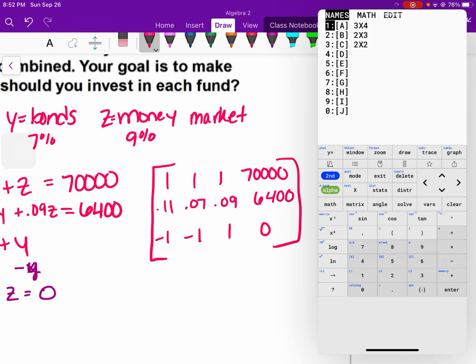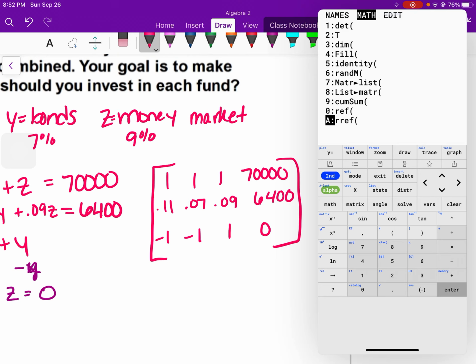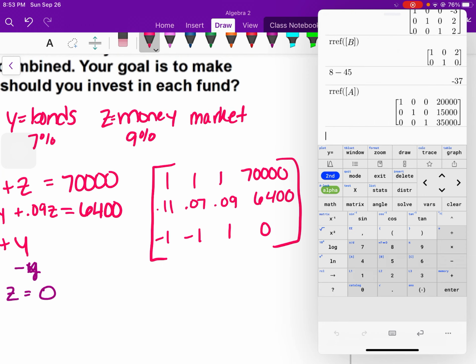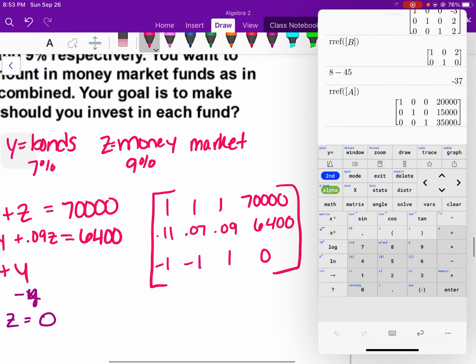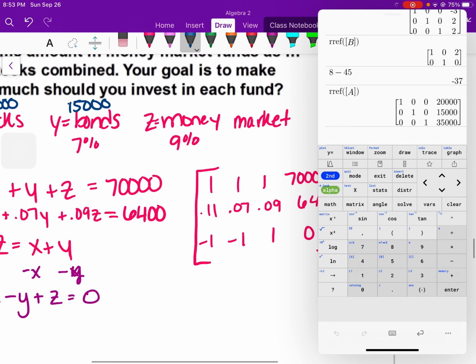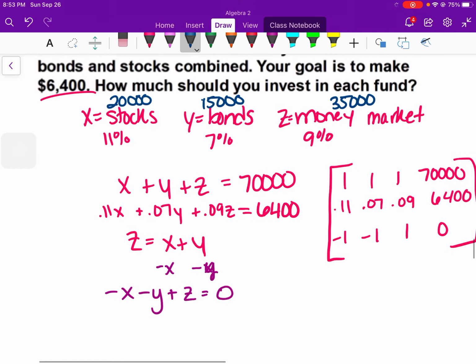Go back to exit. And then we're going to go to matrix math, run RREF from our home screen. I don't know why it doesn't show up the first time I run it sometimes. There we go, and I'm going to choose matrix A. And running that tells me that I'm going to put in 20,000 into stocks and 15,000 into bonds and 35,000 into money market. So you could write me a nice sentence or at least label those nicely. That'd be great. I'm just being a little lazy for time here.